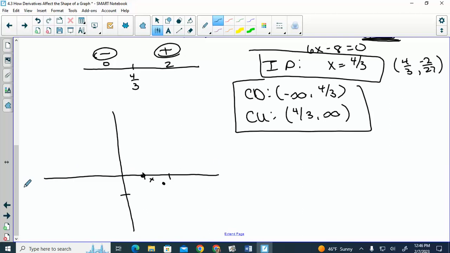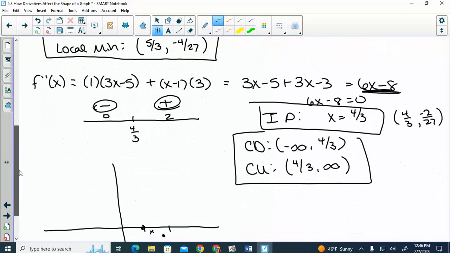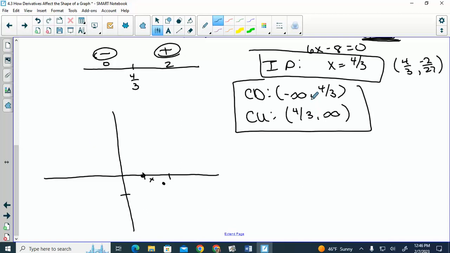We know that our graph is increasing and curved downward at the beginning.